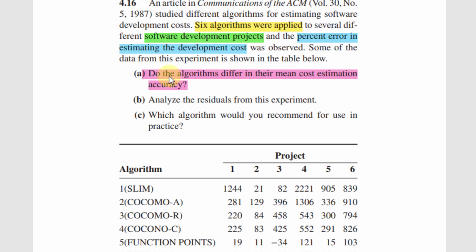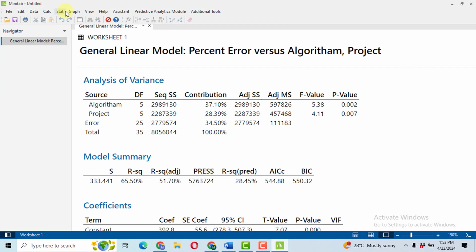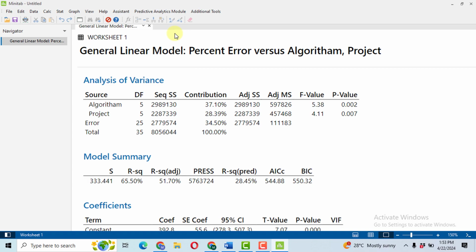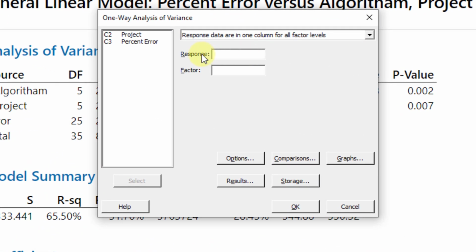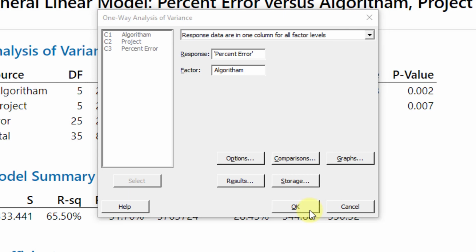Now I will solve part A. Do algorithms differ? In order to perform this, we will go to Stat, then ANOVA, then One-Way. Here the response is percent error. My factor is only algorithm; we will not take project. Then click on Comparisons, select Tukey, click OK, and then OK.